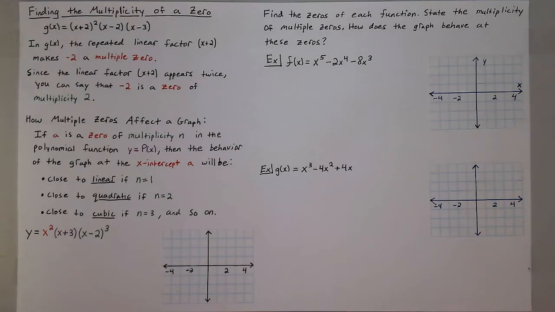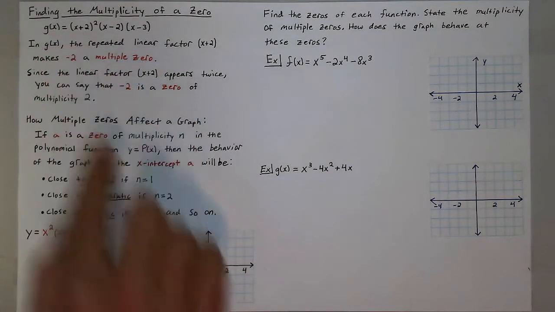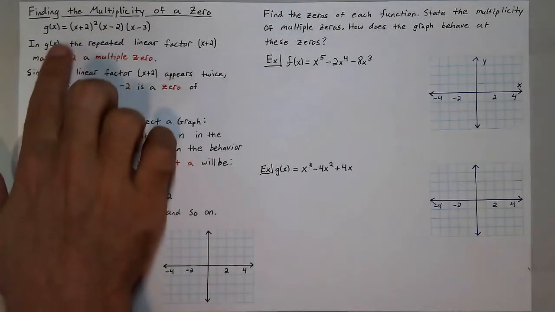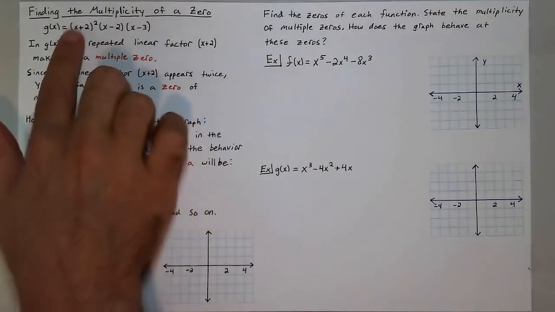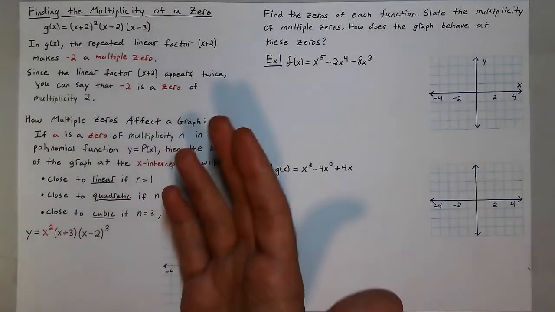In this video, we're going to learn how to find the multiplicity of a zero. In the previous lesson, we saw that we got the same factor twice, and something happened with its behavior on the x-axis when that zero popped up more than once. So to learn a little bit of terminology, for this example, since the linear factor x plus 2 is repeated, that makes negative 2 a multiple zero, meaning it shows up multiple times.